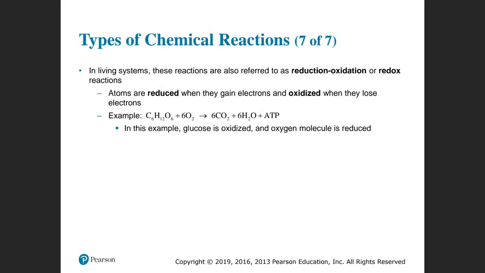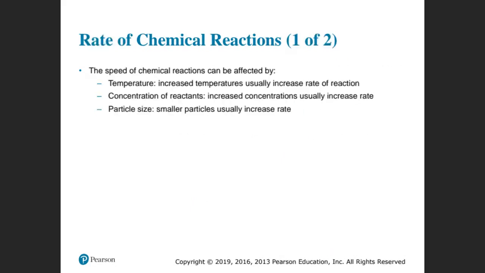And then there are reduction, oxidation, or redox reactions for short. And so this happens when atoms are reduced, in other words, they gain electrons, and oxidized when they lose electrons. And so there's an example with glucose here. So let's talk about chemical reactions. We're going to see more of them in chapter 3 when we talk about things like membrane transport.